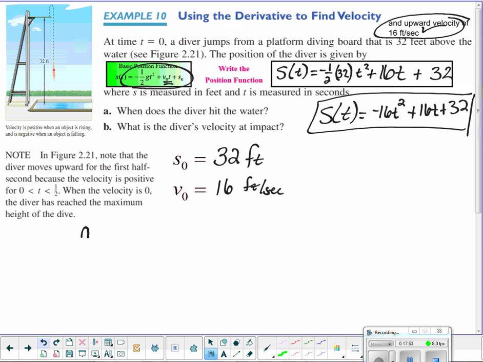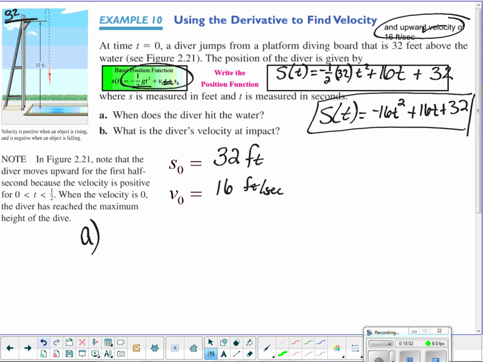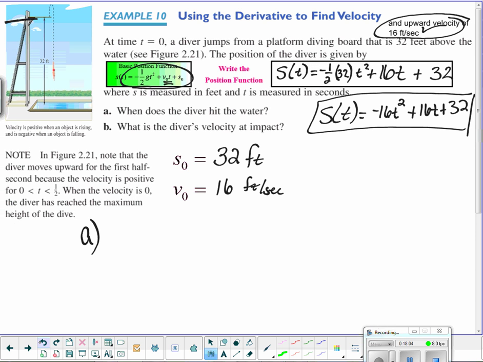Question A, when does the diver hit the water? Well, this is 32 feet in the air. And then this would be how high? Well, it would be 0. So when he enters the water, we have 0. So I'm going to set that to be my ending position, s of t. So I can take this equation and say 0 is equal to negative 16t squared plus 16t plus 32.